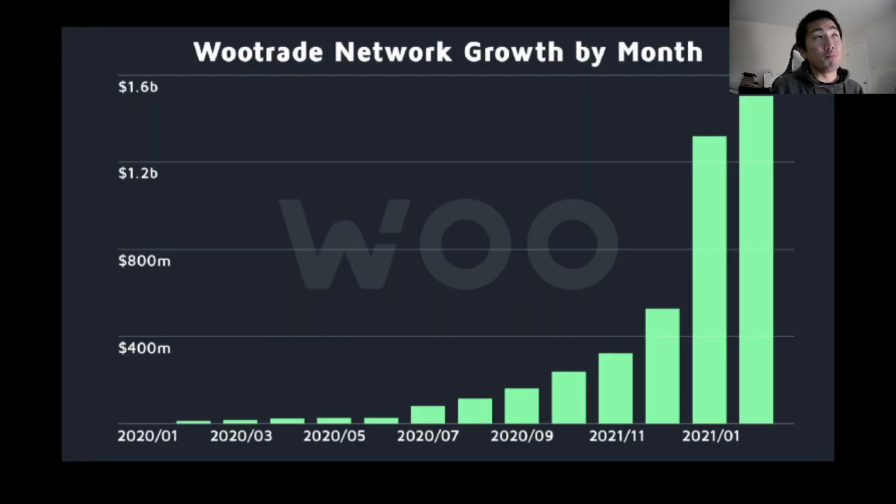Lastly, this is the B2B Woo Network growth by month. As you can see, it's going up and to the right. This just means more institutions are tapping into the dark pool. So that's high frequency trading, quant firms, and market makers.